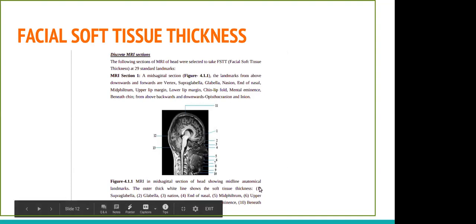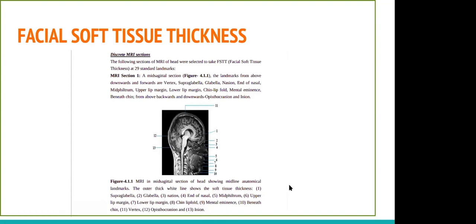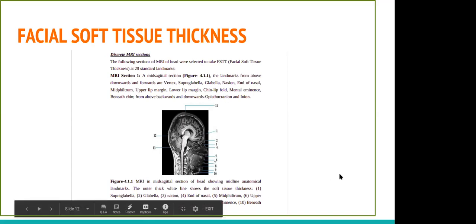So the first point of consideration is supraglabella, second is glabella, third is nasion. Nasion is the depression right under the glabella where the nose starts. And then the end of nasal is the root of the nose. Mid philtrum: there is a septum above your lip, and the centermost point of it is mid philtrum. Upper lip margin is the uppermost point of the lip margin, the centermost point of the lip margin. And similarly for the lower lip, it's lower lip margin.